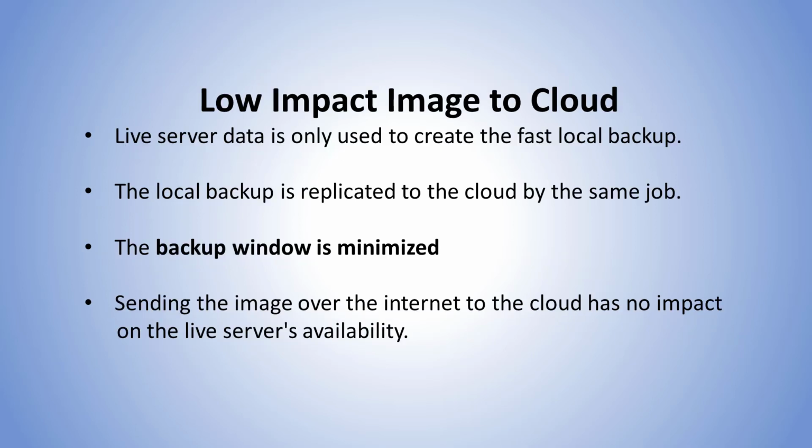BackupAssist ER also has very low impact image to cloud backups. Your live server data is only used to create the fast local backup. The local backup is then replicated to the cloud destination by the same backup job. This means the backup window is minimized, and sending the image over the internet to the cloud has no impact on the live server's availability.